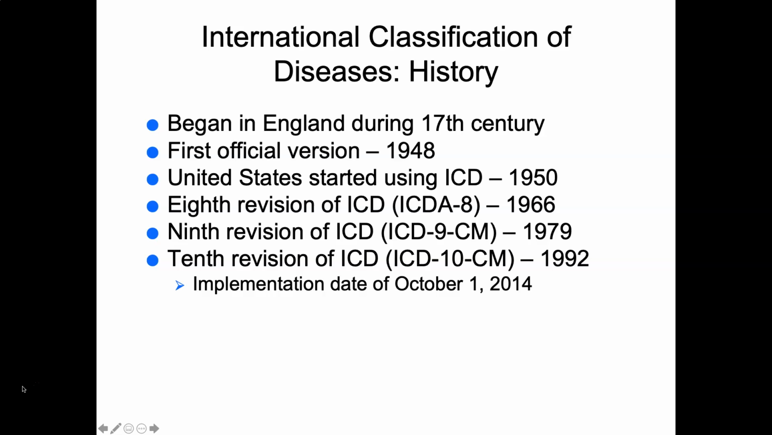So what is the history behind diagnostic coding? Diagnostic coding has always been done using the International Classification of Diseases. That first official version started in 1948, and it was really to look at causes of death. Causes of death began being recorded in England during the 1600s. But that didn't morph into this big book. If you ever see an actual coding book, it didn't morph into that until around 1948. The US started using ICD in 1950.